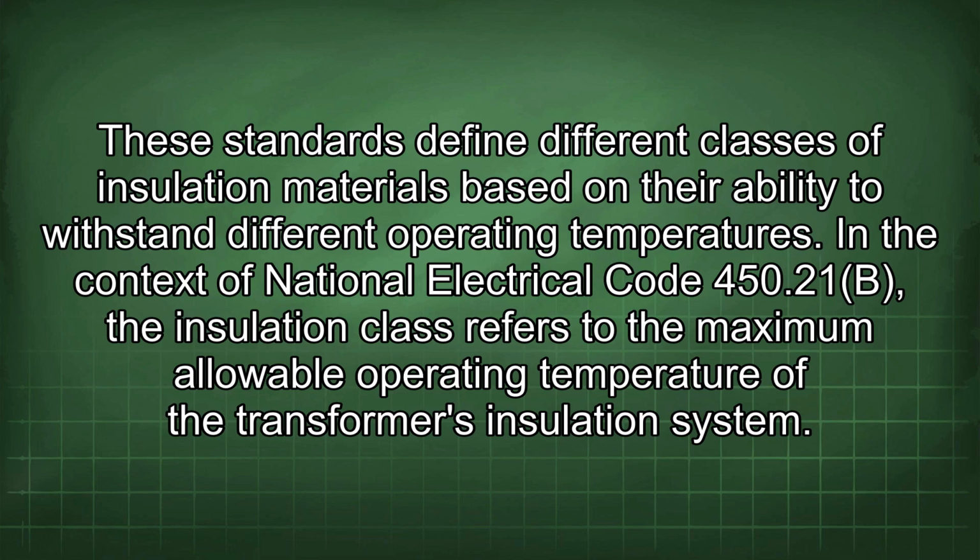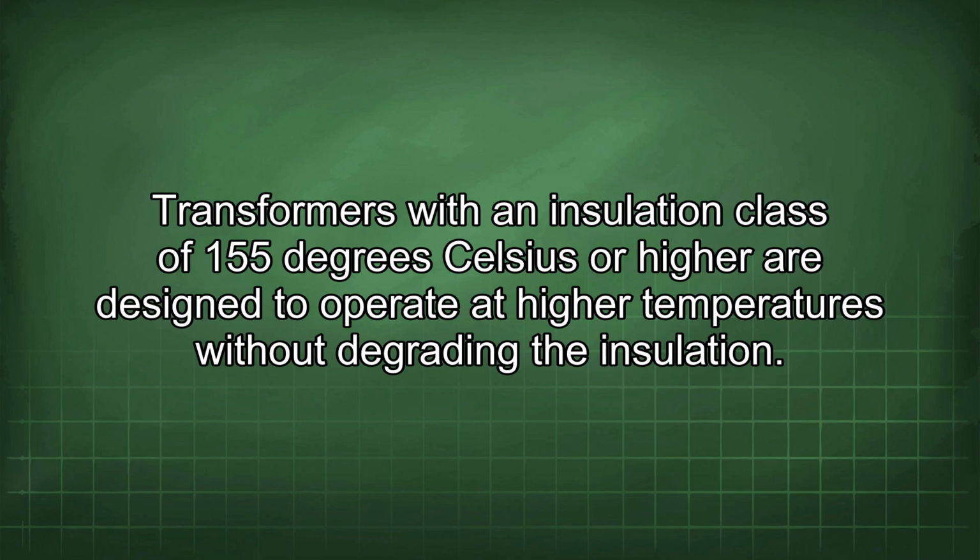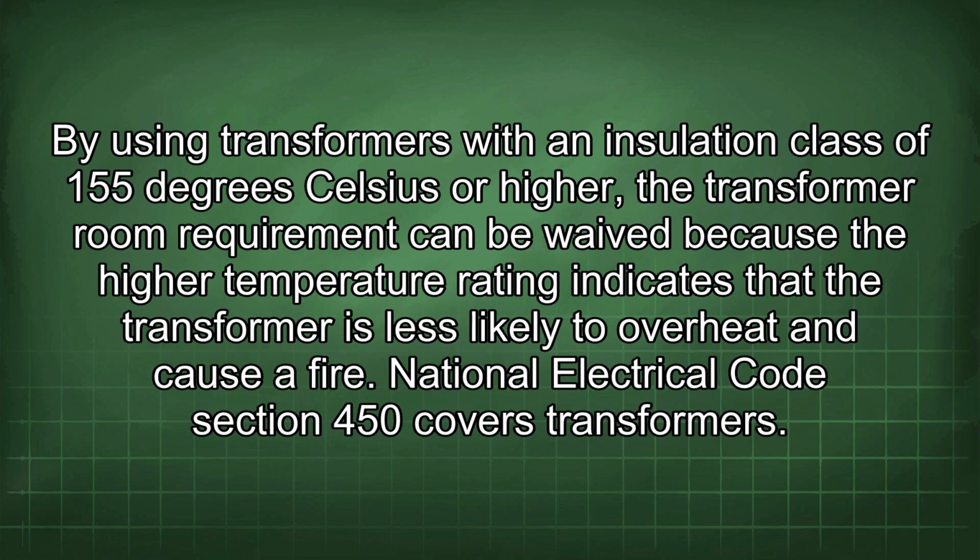In the context of National Electrical Code 450.21(B), the insulation class refers to the maximum allowable operating temperature of the transformer's insulation system. Transformers with an insulation class of 155 degrees Celsius or higher are designed to operate at high temperatures without degrading the insulation. By using transformers with an insulation class of 155 degrees Celsius or higher, the transformer room requirement can be waived because the high temperature rating indicates that the transformer is less likely to overheat and cause a fire.